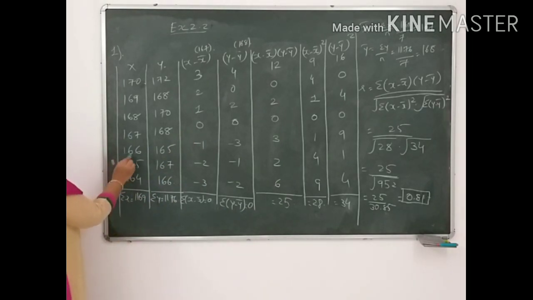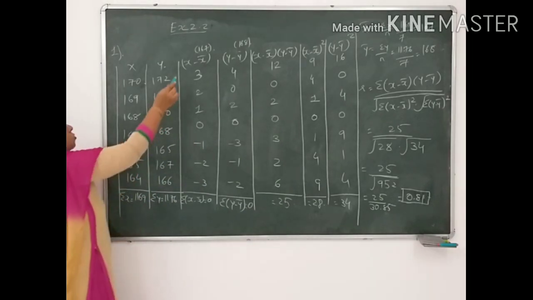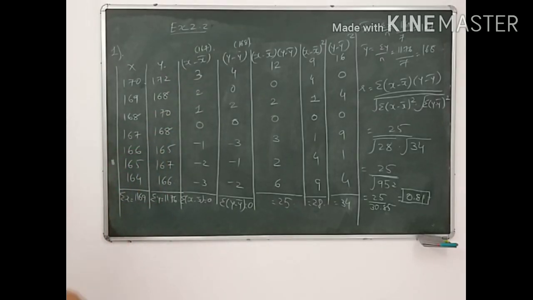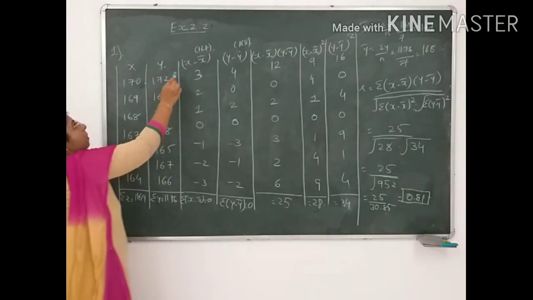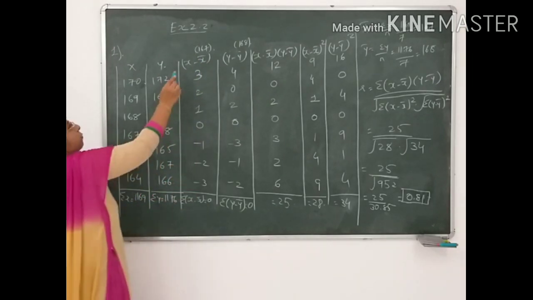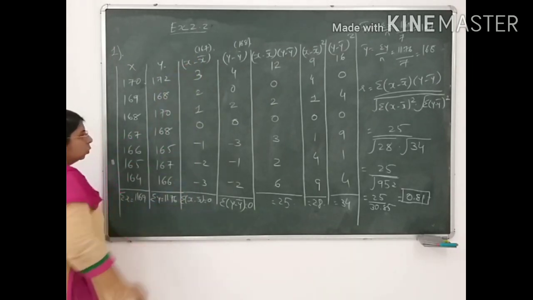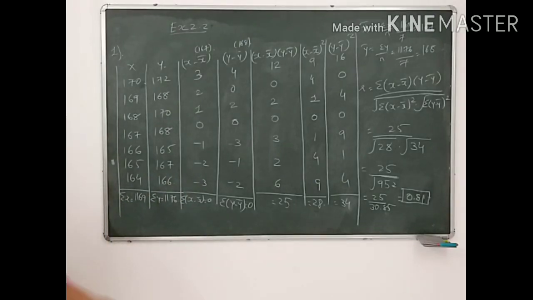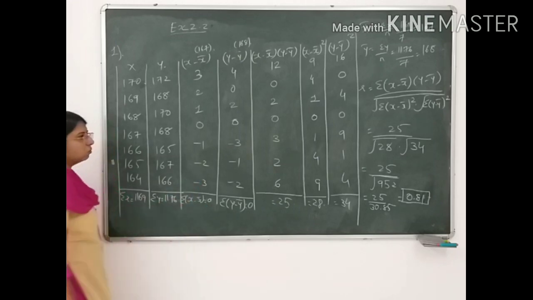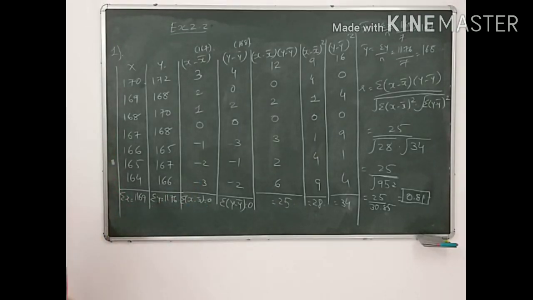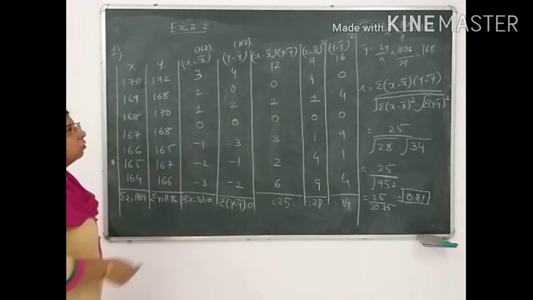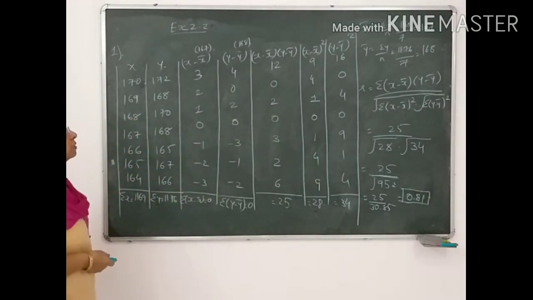Now over here, 166. So 166 minus 167 would come negative 1. 165 minus 167 would come to negative 2, and 164 minus 167 would come to negative 3. You can see positive 6 and negative 6. So sigma x minus x bar is equal to 0. Now in the same way, you have to find y minus y bar. What was the value of y bar? That is, we have found out 168.